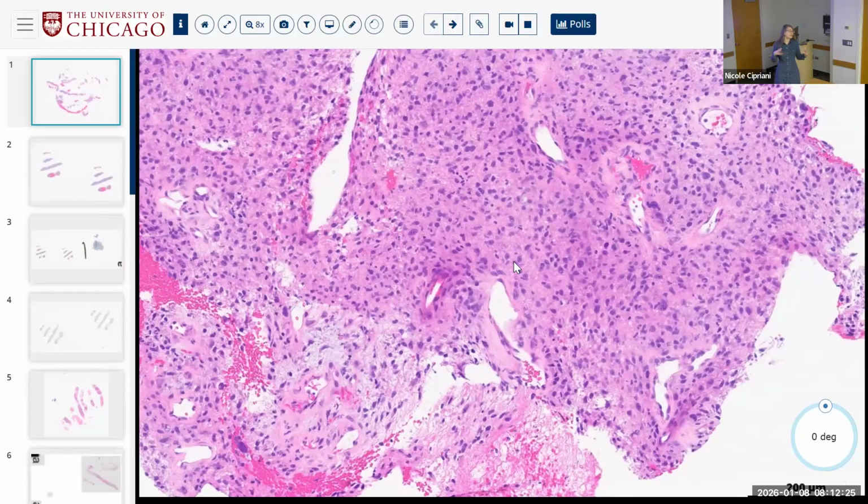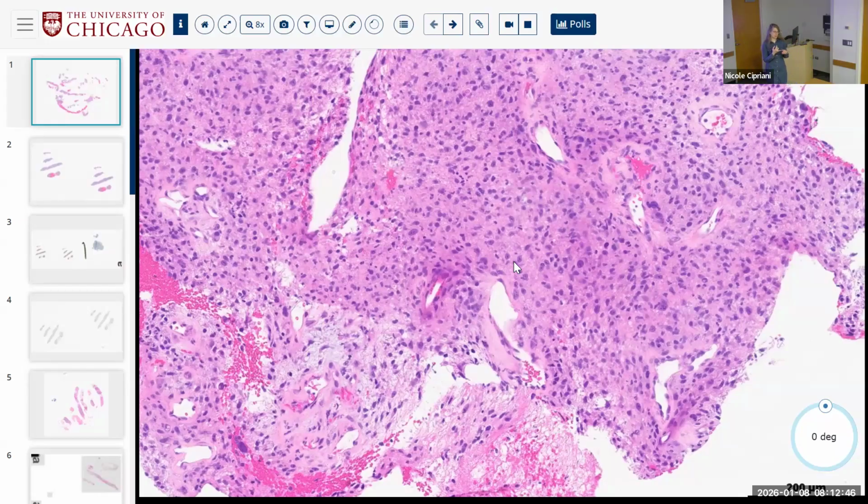Not much, right? It doesn't have fascicles like smooth muscle. It doesn't have any other overt cellular differentiation. So we're left with an undifferentiated sarcoma, right? So this is bread and butter. You're going to see it the most. The most common sarcoma you're going to see in adult soft tissue is undifferentiated sarcoma, right?